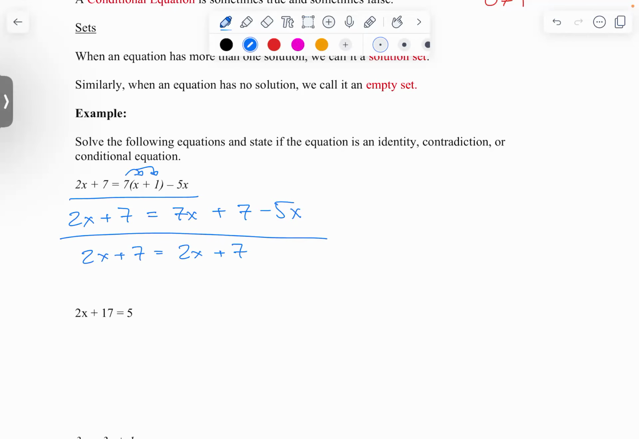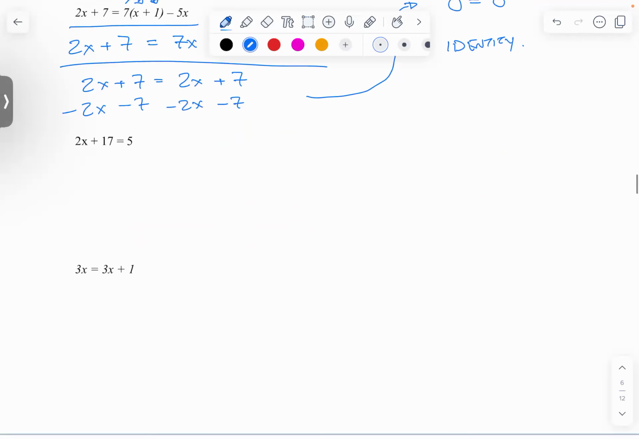Notice I can see it right here. The left side is exactly equal to the right side, but you can verify that by subtracting 2x from both sides, subtract 7 from both sides, and notice 0 equals 0. That is an identity. That is always true.